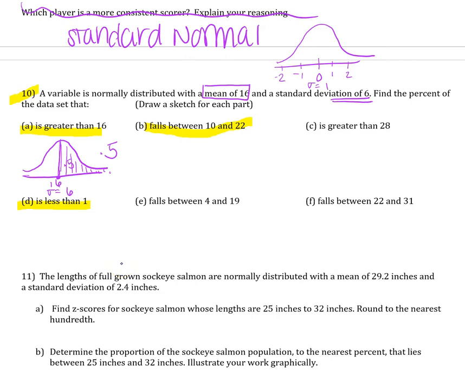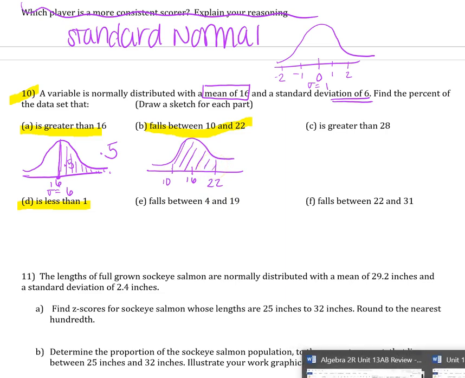Now what if I want a score that falls within 10 and 22? So if this is 16, we're looking between 10 and 22, so something like this. We're looking for this area. Oh, and one other thing, make sure when you type it in your calculator, you show your work.